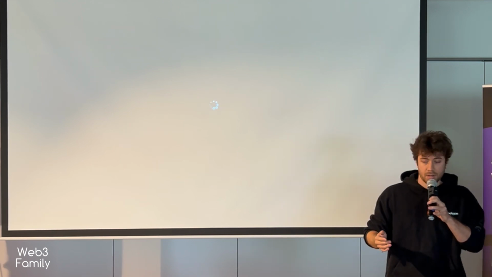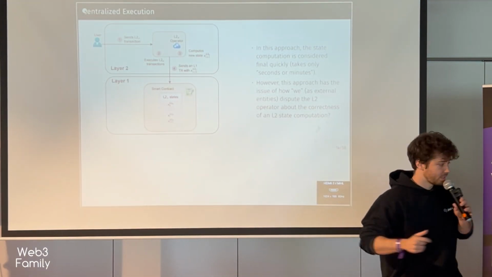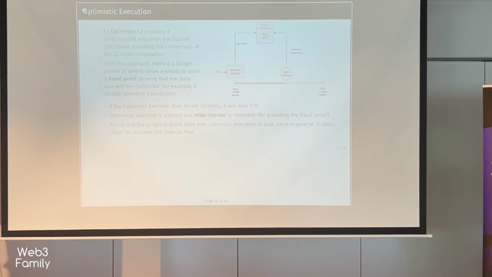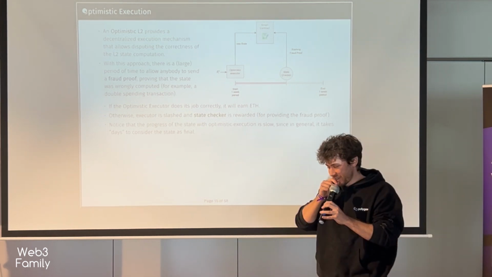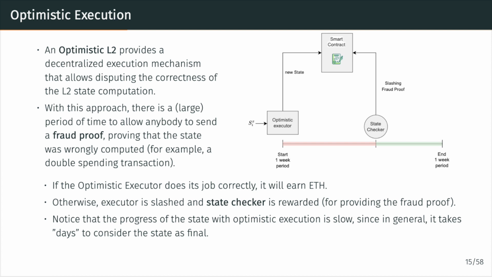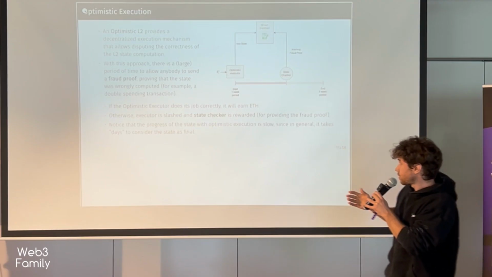So how can we create a system that allows the user to dispute the execution? This is solved by optimistic execution. Optimistic executions have two steps. The first one is like the one we have just seen, a centralized execution.